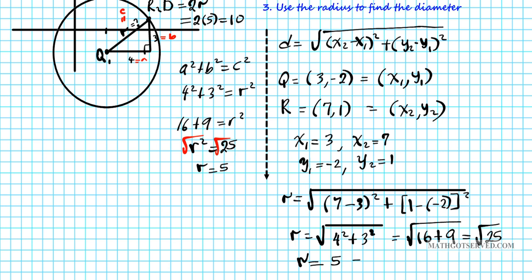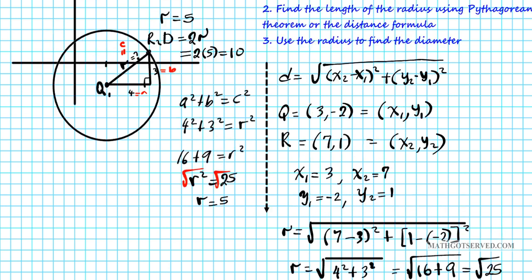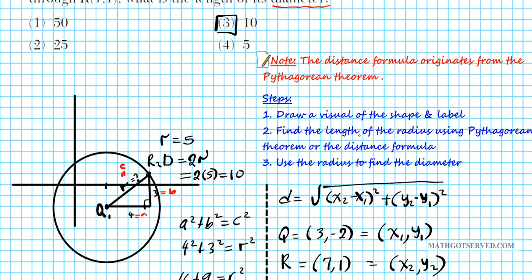If the radius is 5, then that means the diameter is twice that, which is equal to 10. So we are confident that our answer is in fact option number 3.